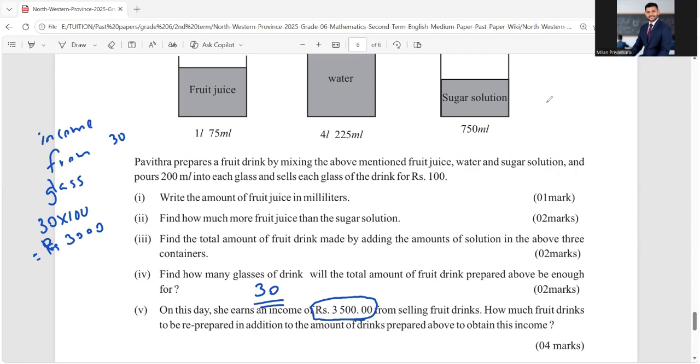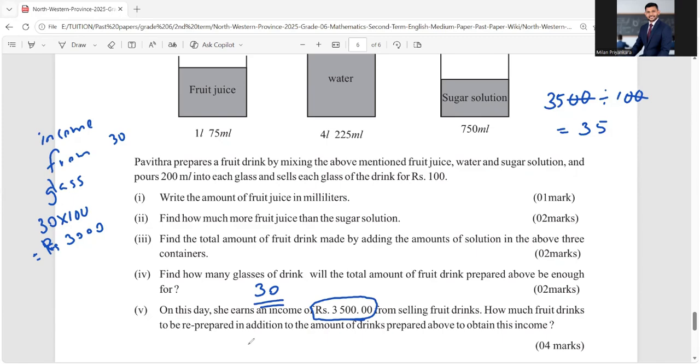That means how many glasses should she make? Then you need to find how many hundreds are there in this. So you know how to do this, right? Then you have to divide 3,500 by 100, okay? And you know what happens when you divide by 100. These two zeros cancel out, right? Then your answer is 35. That means she has sold 35 glasses, okay?